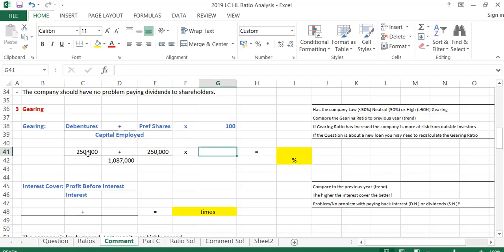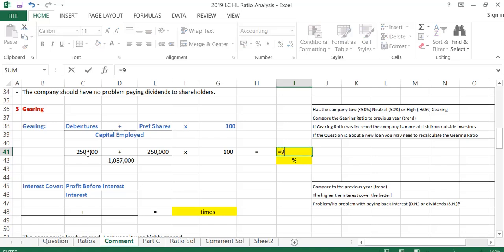And again, I'll be multiplying it by 100 because my answer is in percentage. So 250 plus 250 divided by 1087 multiplied by 100, and that equals 46%. Okay, so it's under 50%, so the company is lowly geared.